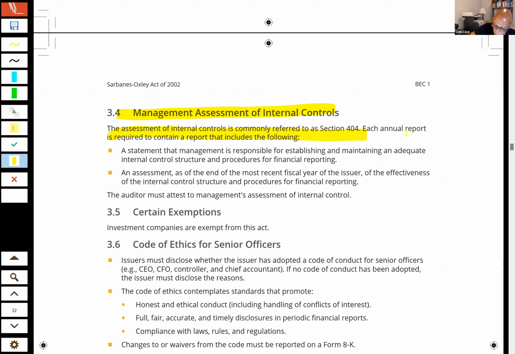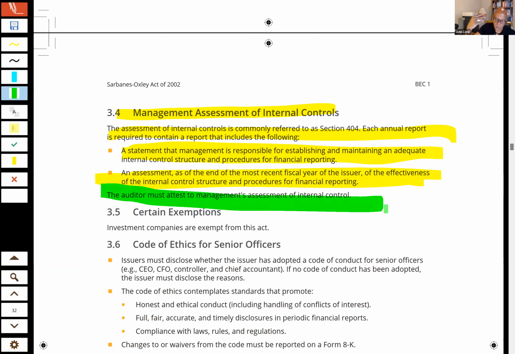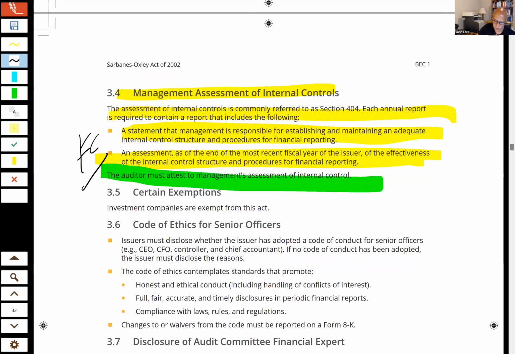Under section 404, the company has to include in their annual report a statement that they are responsible for the internal control, an assessment of the effectiveness of the internal control, and then the auditor has to come along and attest to management's assessment. Management has to do some work to make the assessment of the effectiveness of internal control. They provide that in a written report included in their annual report. Then the auditors give an attestation as to management's assertions regarding the internal control contained in the annual report. So flashcard that. That's a big deal, especially for accountants and CPAs.